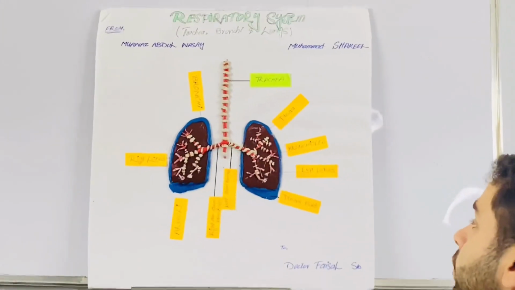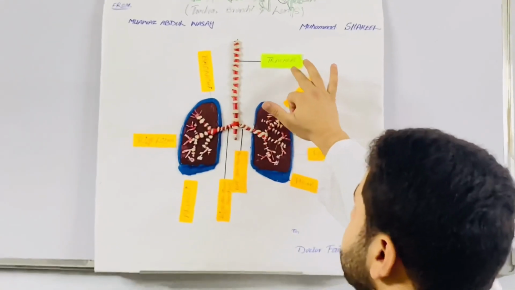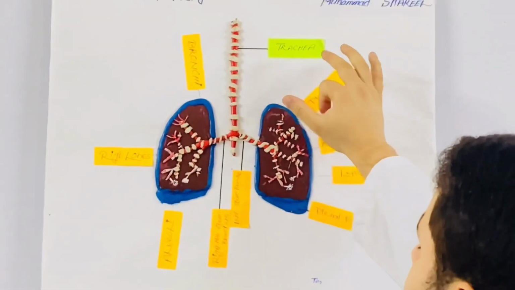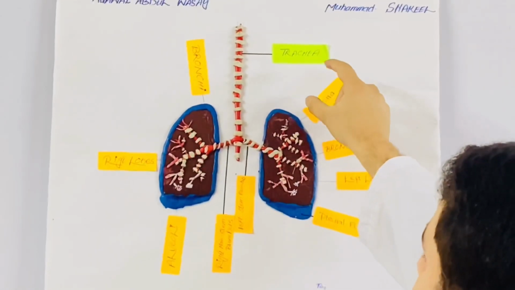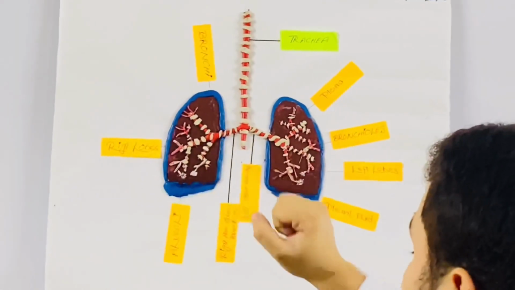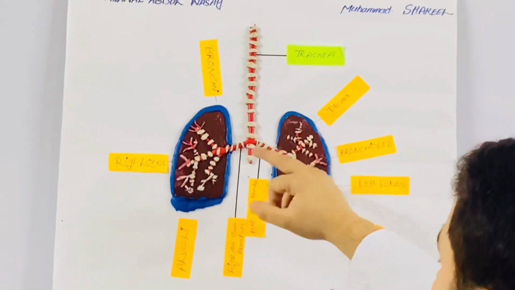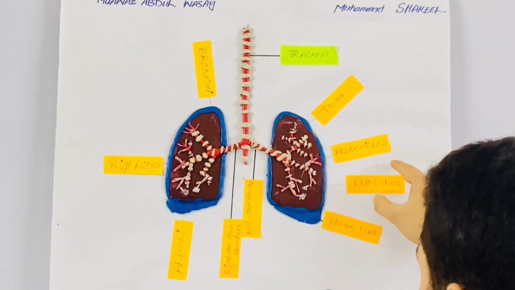Today my topic of lecture is the respiratory system. The respiratory system starts from the trachea. The trachea is also known as the windpipe. It is almost 4 cm in length. The trachea divides into the left and right bronchus, and the left and right bronchus subdivide into bronchioles.